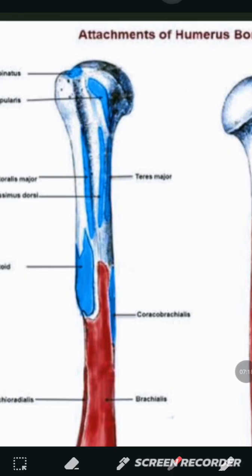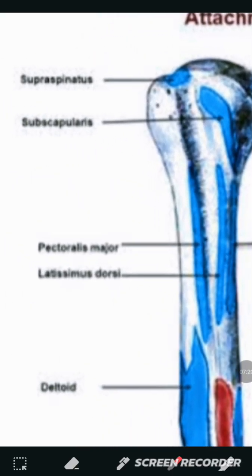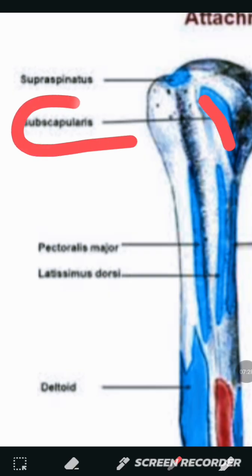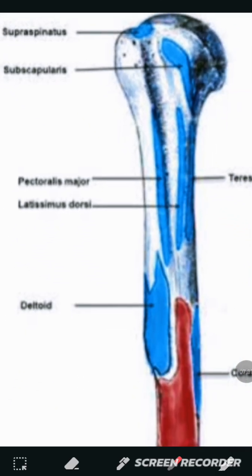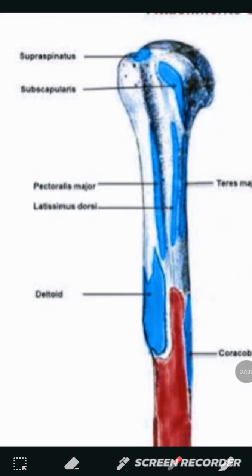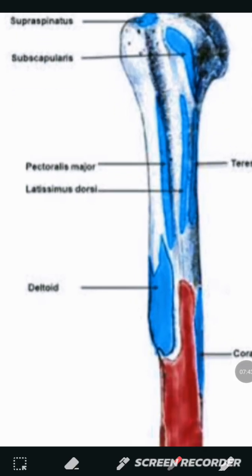Then we will discuss the one which is attached to the lesser tuberosity. It is the subscapularis. This is the insertion that is attached to the lesser tuberosity. Now we will move to the 3 insertions that are attached to the bicipital groove. The first one is the pectoralis major.